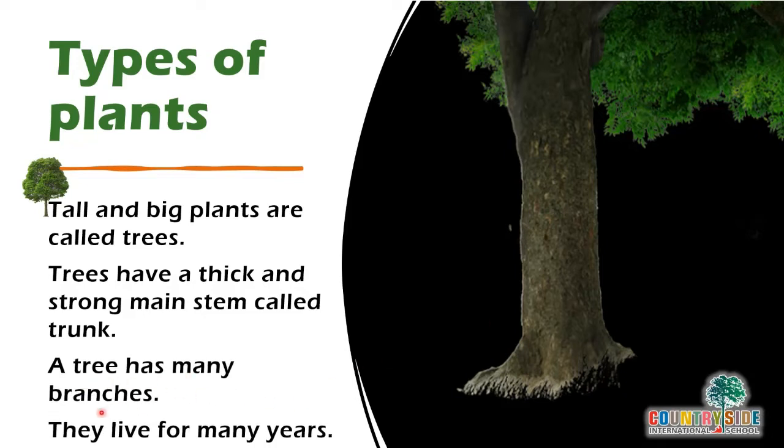A tree has many branches. Now you must be seeing small sticks around in the tree where the leaves are attached. Those are called branches, and a tree has got many branches. They live for many years. Yes, like how we live and die, same way trees also live and die. But a tree lives for many years.